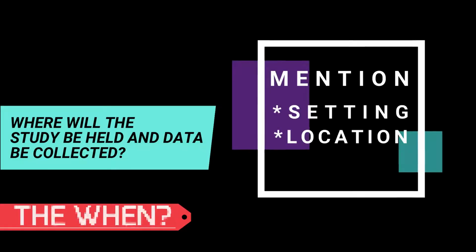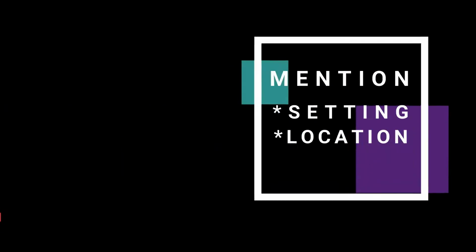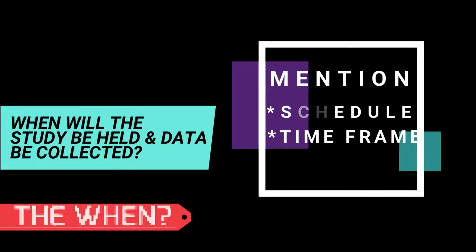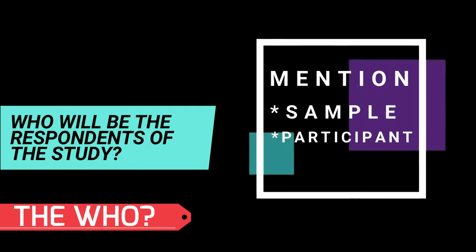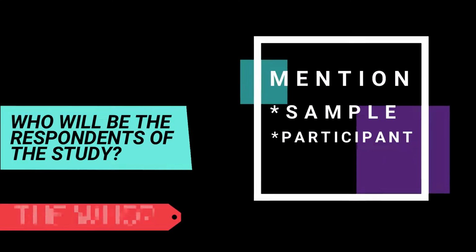Where? Here you have to, of course, mention the location or setting of the study, where the data will be gathered, and to which entity the data will belong. Next, we have the when. It refers to the time frame within which the data is to be collected. We also have the who. This deals with the subject matter of the study and the population from which they will be selected.